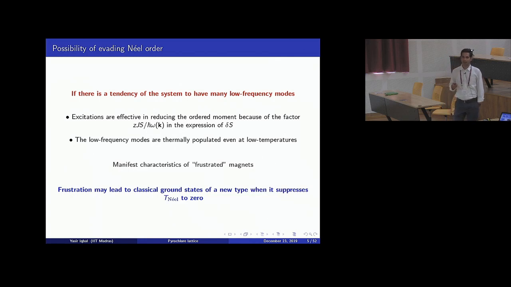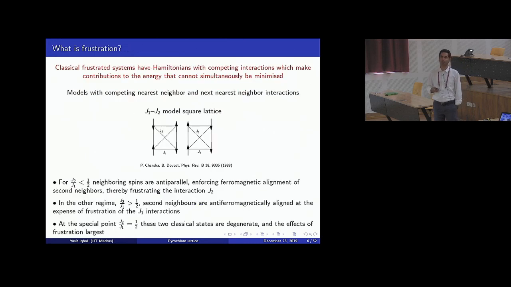And the manifest characteristic of frustrated magnets is the fact that you have a large number of low frequency modes which are thermally populated at low temperatures. And this is effective in actually killing the T_N and trying to suppress it either to many orders of magnitude smaller than the leading exchange coupling, or in the ideal case, suppressing it to zero, in which case you get the ideal, what one calls a quantum spin liquid.